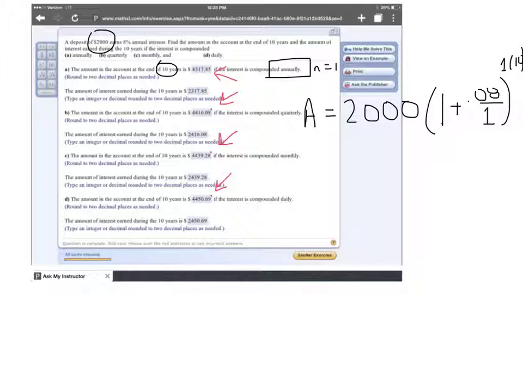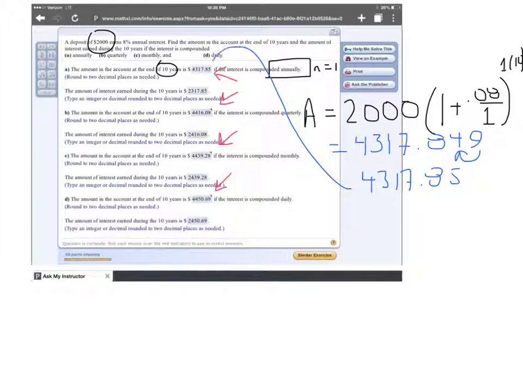Let's see what we get for an answer. Okay, when I plug this in, for this particular case I get 4317.849, but this will round, and so what I get here is 4317.85. Now this matches perfectly with the solution here, so I know I'm using the right formula and I'm in the right process. Now what we want to do is see how this changes when we're working with different compounding periods. So for our next problem, let's try quarterly.